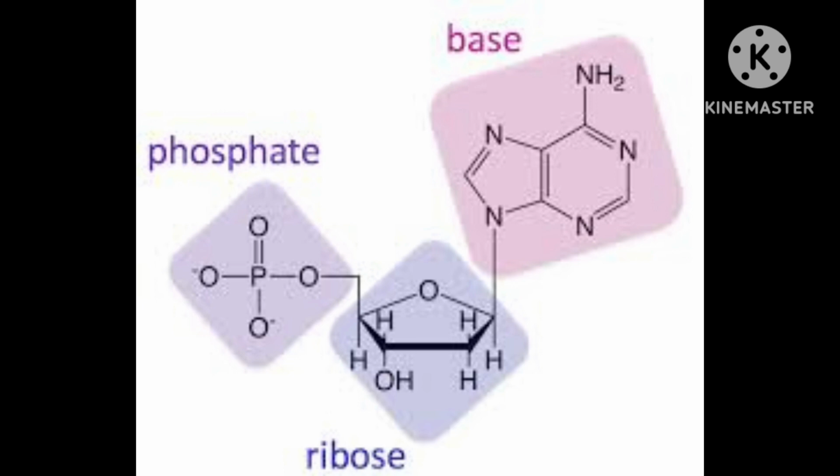Now 2 more parts are there. I will tell particularly about the base. Phosphate, you know that PO4 2 minus, you know all the things. Phosphate will join with the pentose. CH2OH is there. From that OH, phosphate will join. Correct? That OH will take part in bond formation with phosphate.